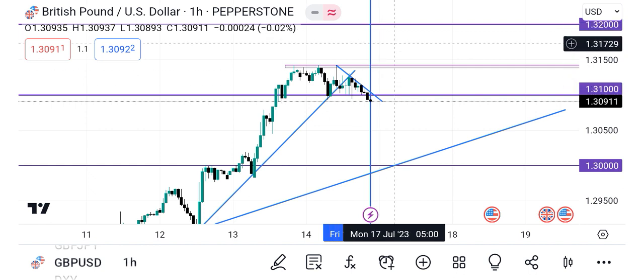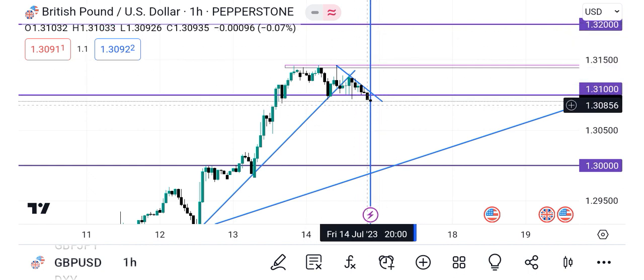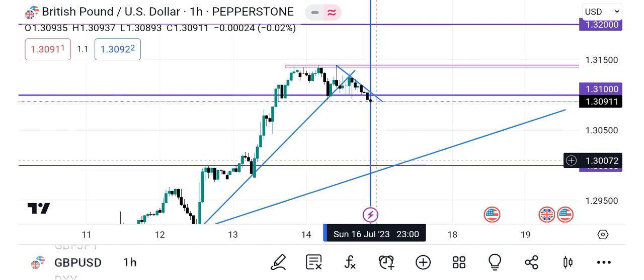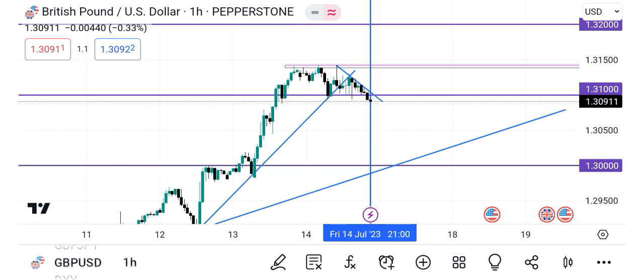If we are going to continue our bullish run, if not, price goes below, then we are riding all the way back down here. So that's the projection for GBP USD next week.